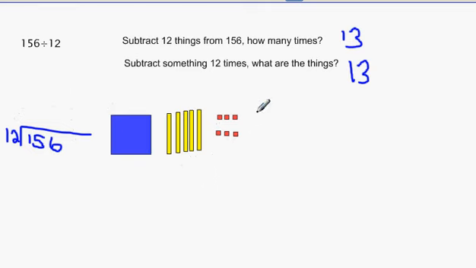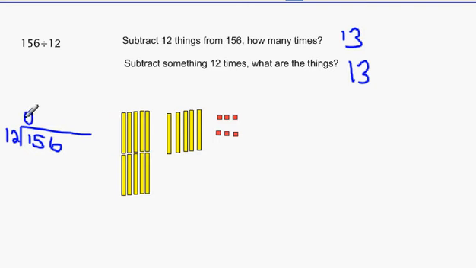So we've talked about changing this to 156, then taking out groups of 12, or something 12 times. We've talked about how to do it with the base 10 blocks for subtracting 12 things from 156. And this final one's going to show us how to subtract something 12 times. What would those somethings be? So the first part is, can I subtract 12 anythings from one whole flat? And the answer is no, I can't. I have to break it up somehow. So I'm going to do the same thing I did before. I'm going to break it up into 10 rods. So I've put my 0 here because I can't break up my 12, my blue flat there.